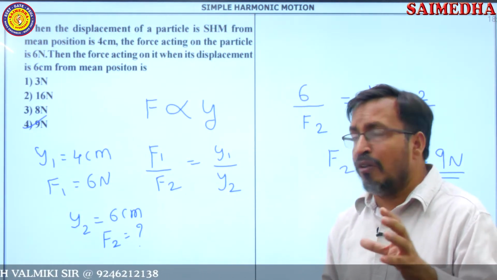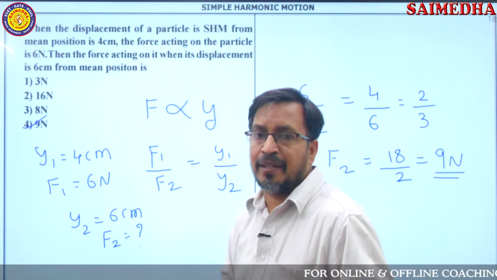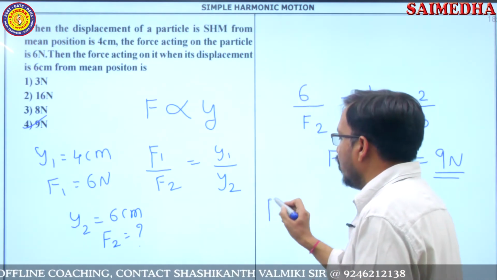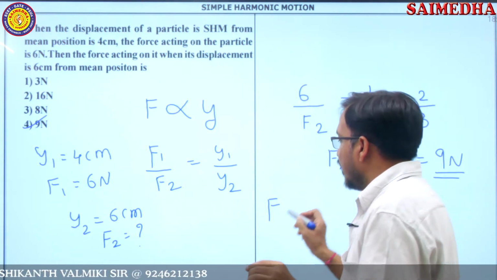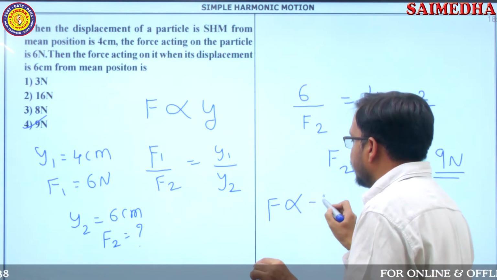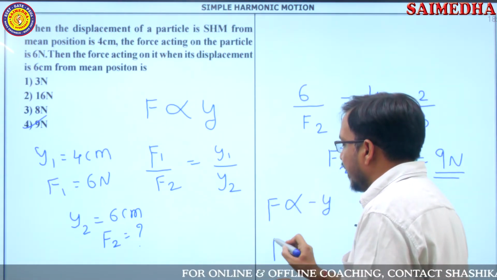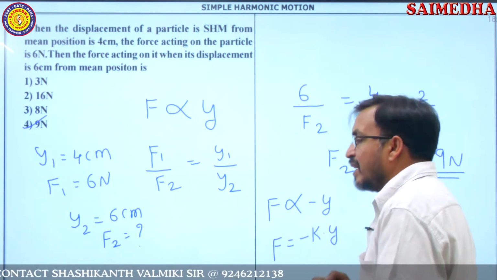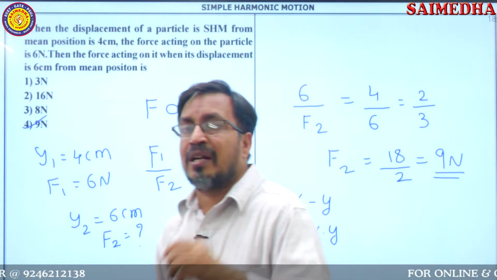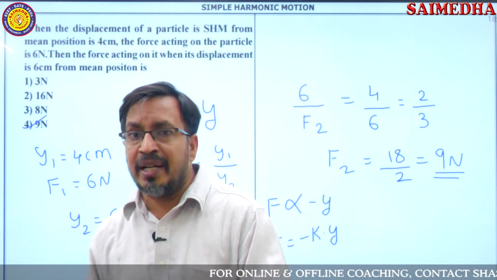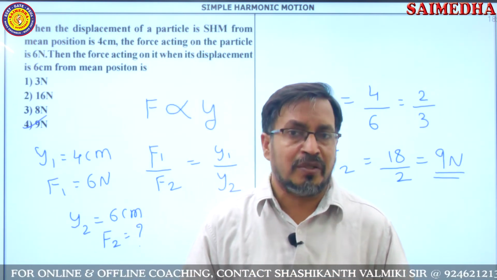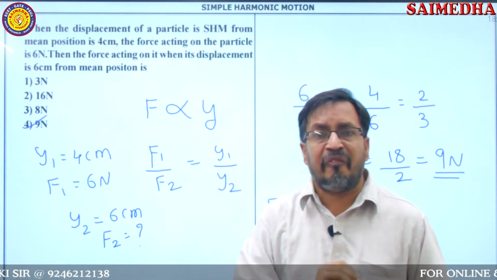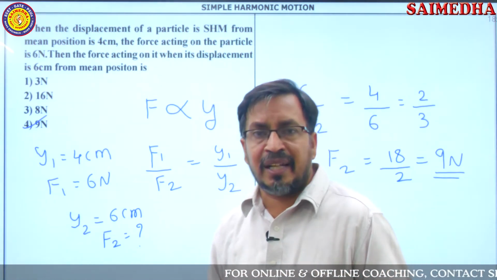You remember here force is directly proportional to displacement, but according to the SHM definition, the actual equation is that the direction of force is always opposite to the displacement direction, and F equals minus K into Y. What is K here? The restoring force constant. Remember its units and dimension formula also. So this is about the second question, which is related to conditions of SHM. Now we are discussing the next question.